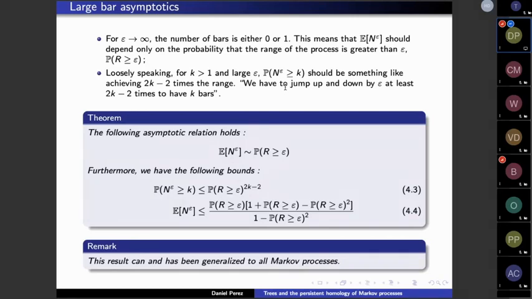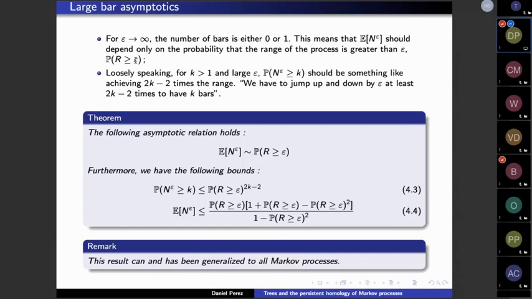And so to do this, we start by examining what happens in the regime where epsilon tends to infinity. Then you can imagine that if epsilon tends to infinity, so epsilon is very big, then the number of bars in the barcode is essentially either 0 or 1. So either you have the range being greater than epsilon or it's not. And if this is the case, then you're done. So this is basically what happens for epsilon very, very large. And so it follows that when we have very large epsilon, the expected value of this n epsilon should be very similar to the probability of having this range greater than or equal to epsilon, essentially. So this is the first remark.